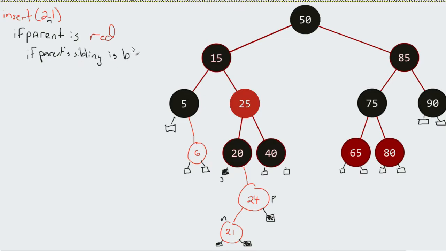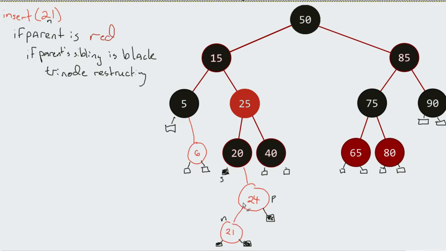is black, in this situation we can't just do a simple recoloring. I can't just magically recolor P because, well, S is already being taken care of. So instead we find that we do our good old-fashioned trinode restructuring. And so we have to handle all the practices that came into trinode restructuring.